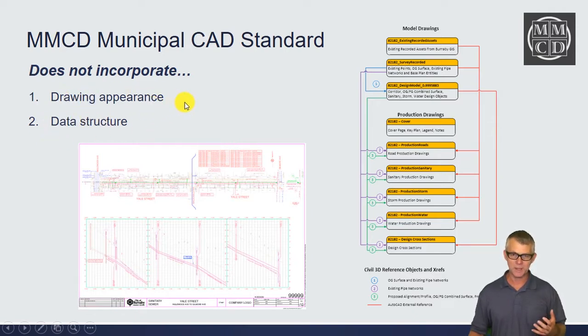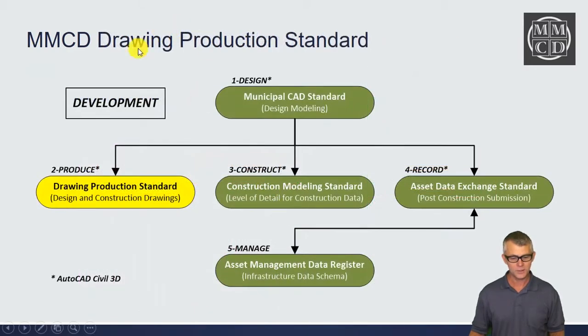Well, basically what that means is that we have this toolbox of tools, which is the MMCD Municipal CAD standard, and you can give 10 designers that same toolbox and ask them to produce a design for the exact same project, and pretty much guaranteed that the way the information is presented on a drawing is going to be different. And so that really spawned the need for a drawing production standard. And so this is the drawing production standard here for design and construction drawings.